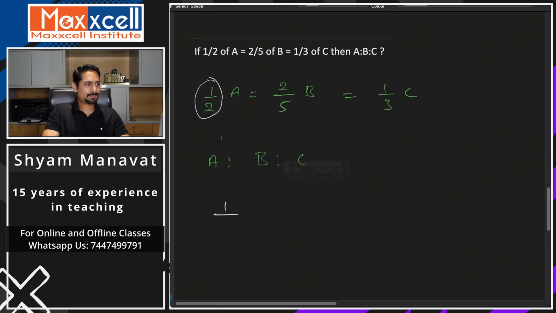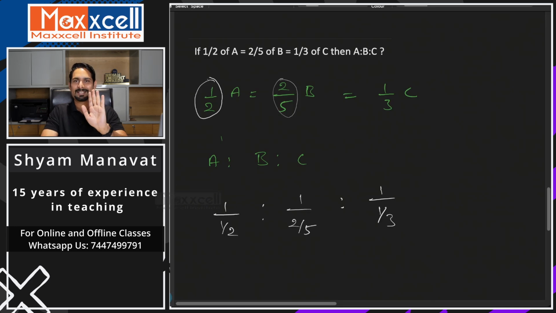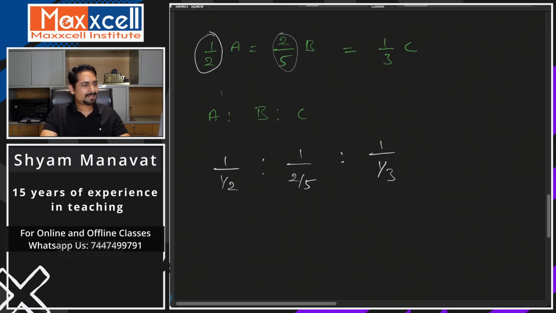Okay. So the number here is 1/2. No problem. I'll make it 1 upon 1/2. B is multiplied by 2/5. Well, no issues. 2 by 5. And C I'll make 1 upon 3 equal to A, not equal to, that is ratio. Yes. All right. I'm writing. I'll correct my mistake.